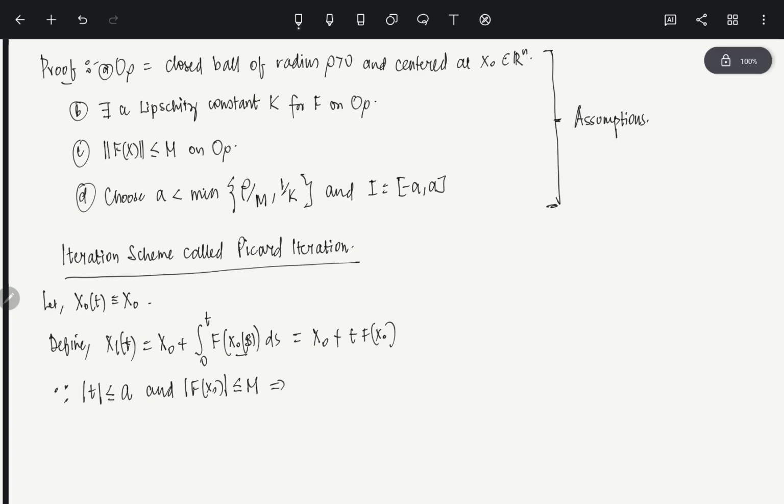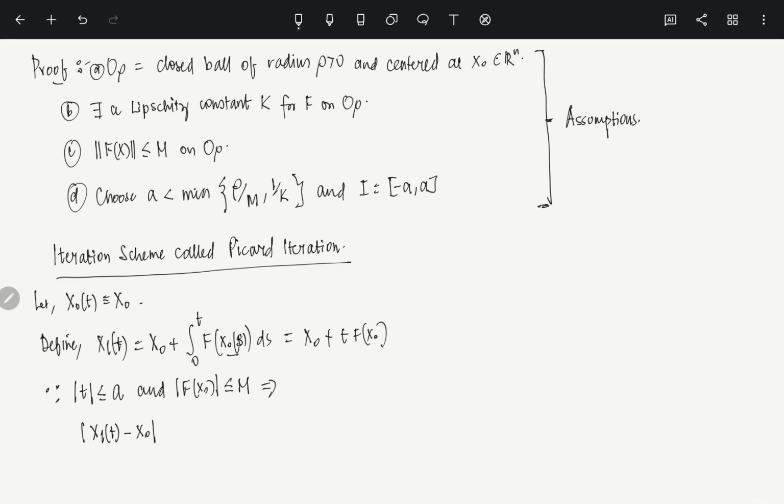Therefore, x1 of t minus x naught. See, what we need to do is this. Essentially, I am starting out at t equals 0. We are at x naught, right? And the nth iterate, or the solution which you are going to get, must be in the ball O epsilon, right? So basically the x1 of t which you define, for all t, should be in O epsilon. Okay, how do you guarantee that? So x1 of t minus x naught, I want to make it less than rho.